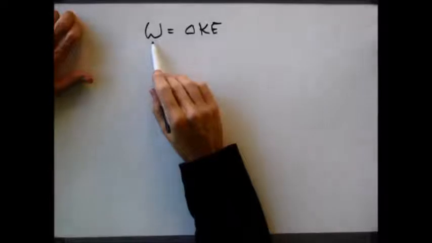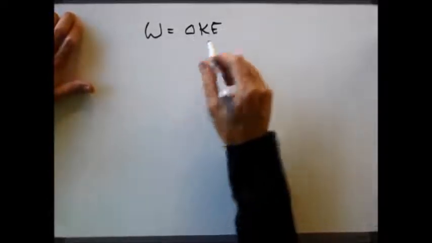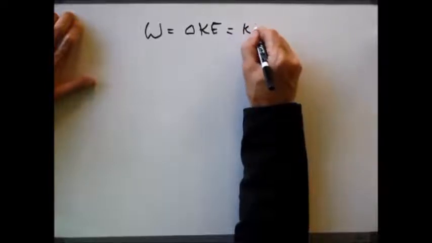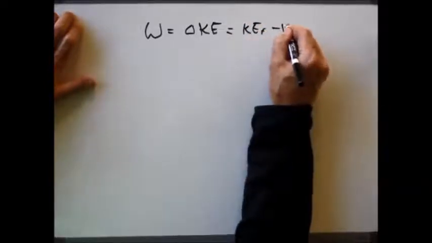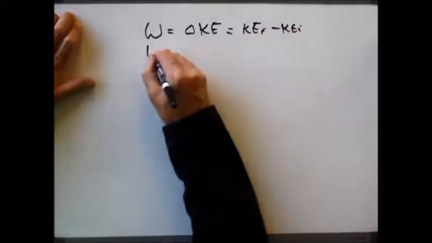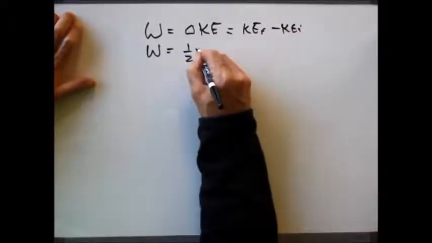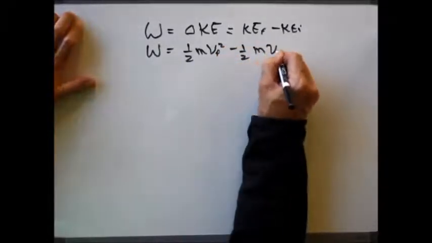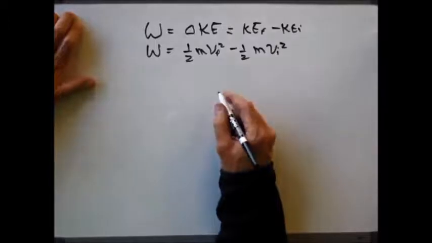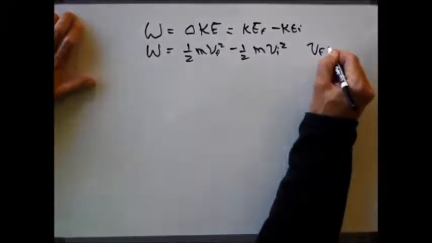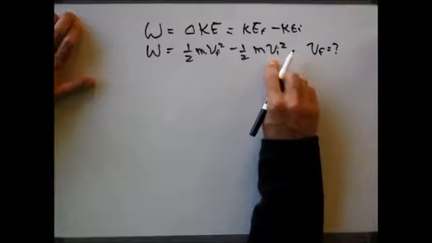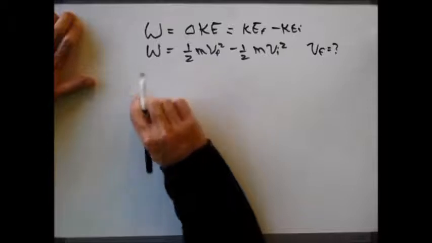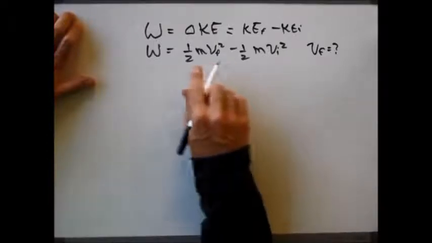So to start this problem, we begin with the work kinetic energy theorem, which states that the work is the change in kinetic energy, and that's just KE final minus KE initial, or we can say the work is equal to 1/2 m V final squared minus 1/2 m V initial squared, right? But what we're looking for is V final in this problem, because they gave us the initial velocity, 5 meters per second, and the mass, and the force and the distance, but they didn't give us V final. And so we can solve this for V final.